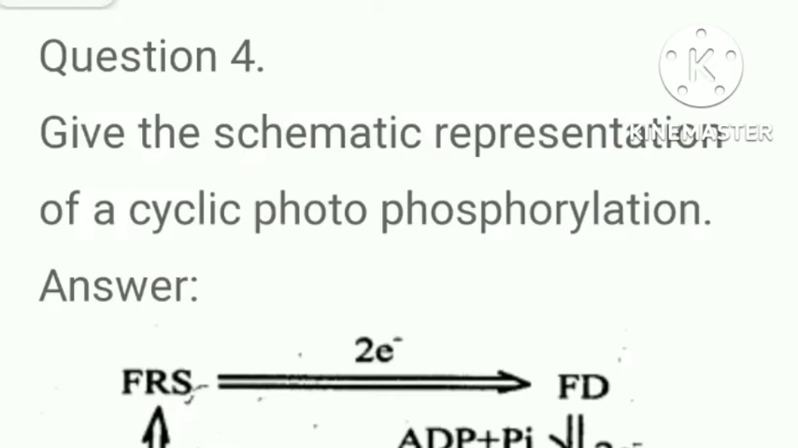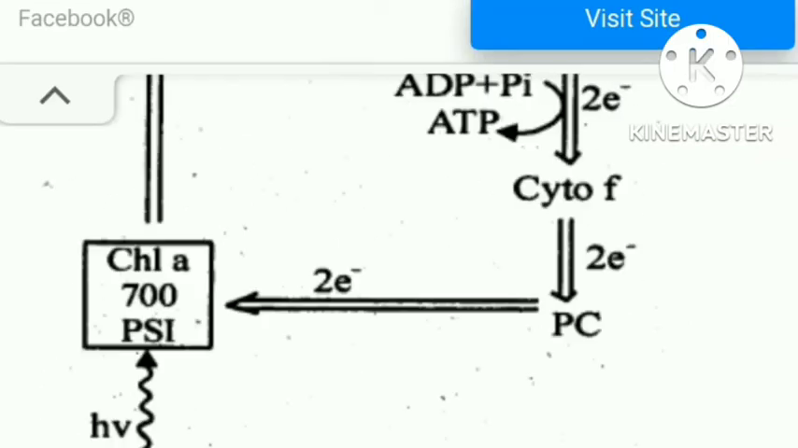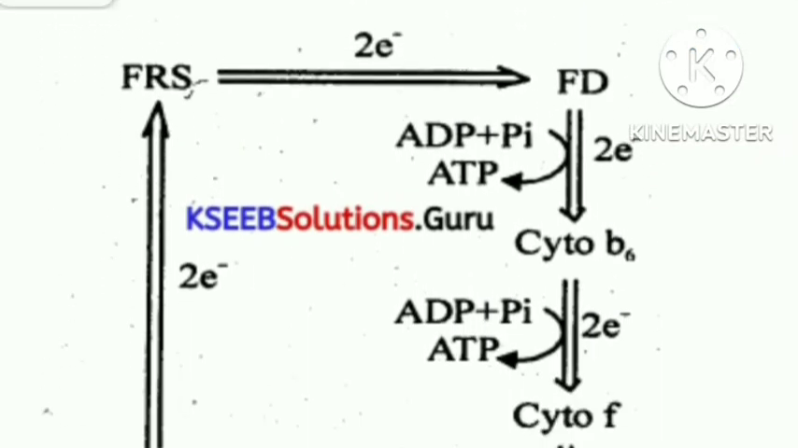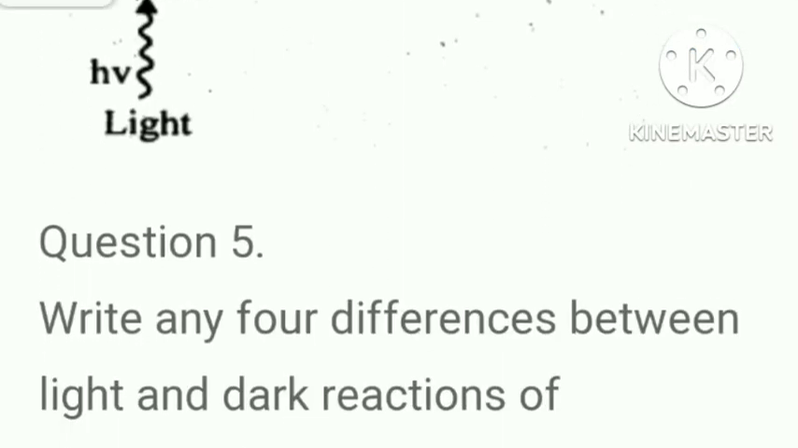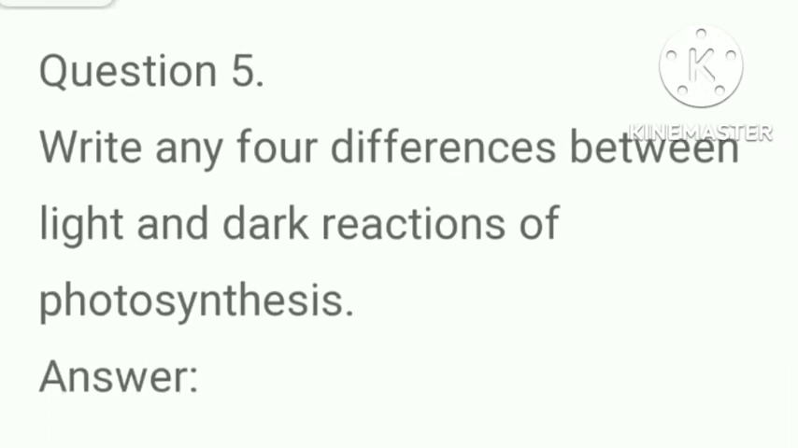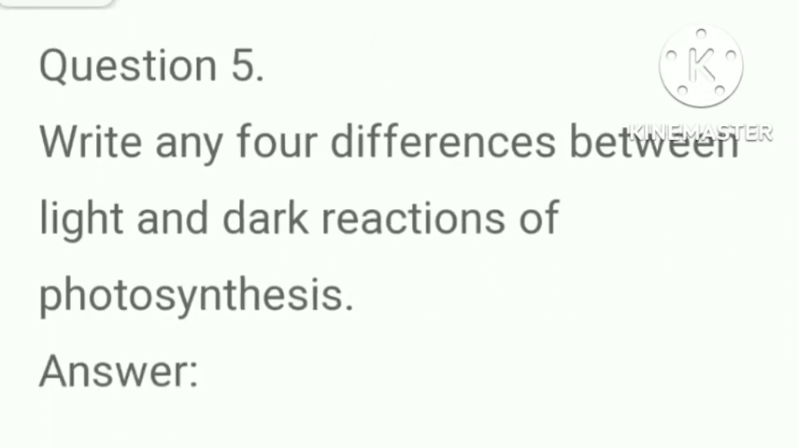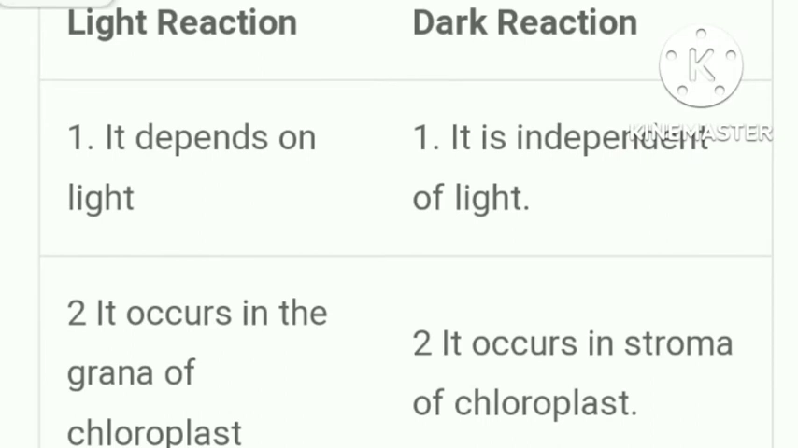Next, give the schematic representation of cyclic photophosphorylation. Here is the answer for that. Next, write any 4 differences between light and dark reaction of photosynthesis. Light reaction depends on light. Dark reaction is independent of light.